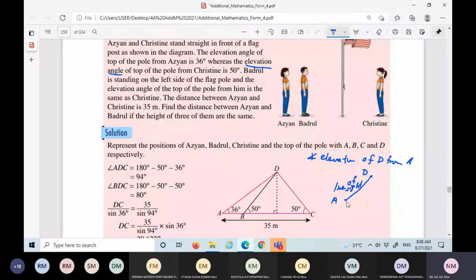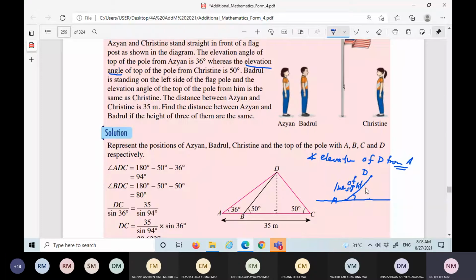Okay, line of sight. You must remember to draw a horizontal line cutting through A, not cutting through D. From A, your horizontal line must cut through A. So this angle is the angle of elevation, the acute angle. Don't draw this side. The acute angle is the angle of elevation.